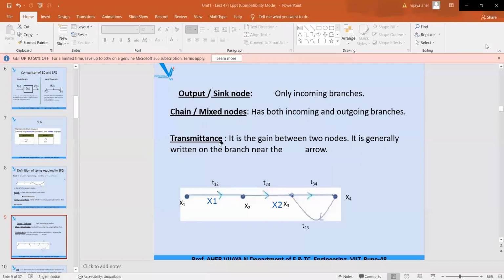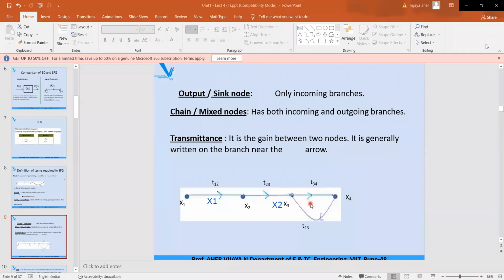Now coming to the next term, transmittance. What is transmittance? I already explained this. Again for your reference, what is transmittance? It is the gain between two nodes. It is generally written on the branch near the arrow. So this is nothing but gain, similar to your block diagram. In a block diagram we write the gain of a process, G of S, G1 or G2, G3, G4 and so on like this. So it is the gain. Transmittance is nothing but gain between two nodes, and generally written on the branches. It is written on this branch itself, and that is represented by using a branch and arrow.